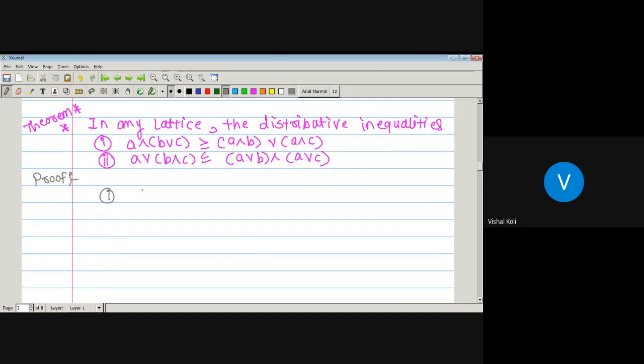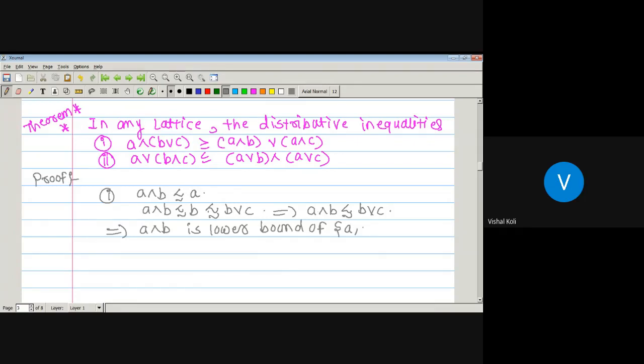First one, we know that A meet B is less than or equal to A, it always precedes A. And also A meet B precedes B, and B always precedes B join C, which implies A meet B precedes B join C. So A meet B precedes A and A meet B precedes B join C, which implies A meet B is a lower bound of the two elements A and B join C.